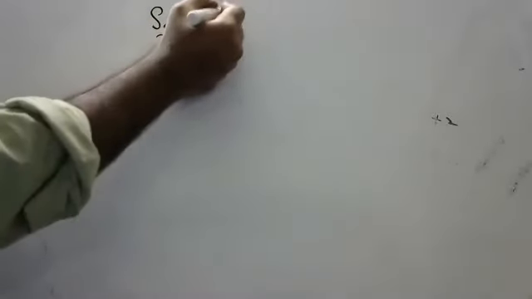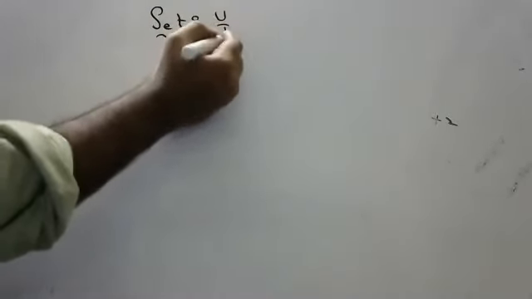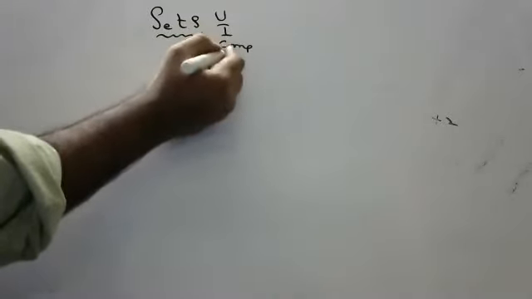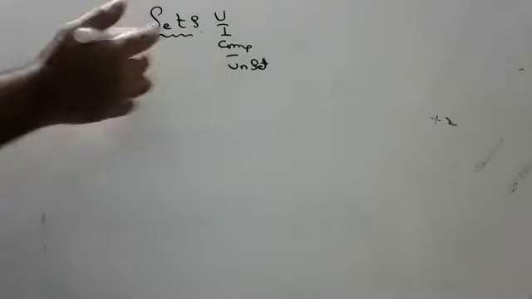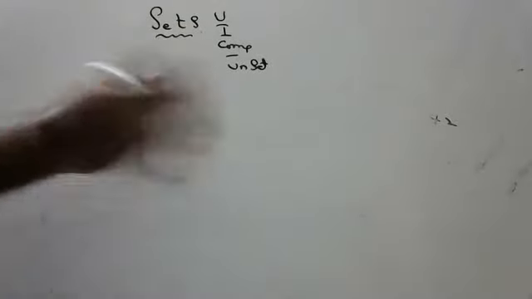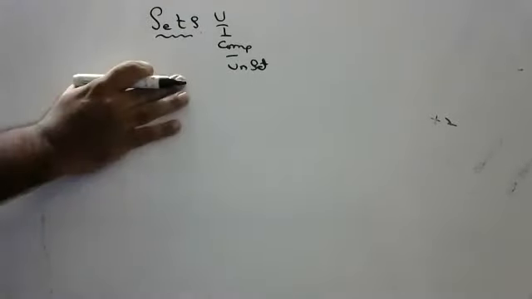So children, today in sets, we have already discussed the basics: what is union, what is intersection, what is complement, what is minus, what is universal set. All this I have discussed with you. Okay, so what was the union, children? Do you remember? Union means all the numbers, but you should not take repeating numbers again. Intersection means only common numbers.